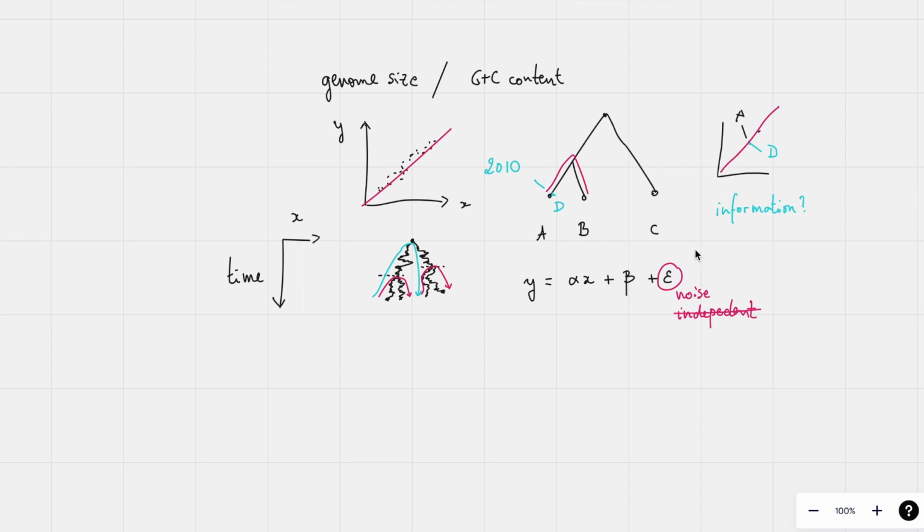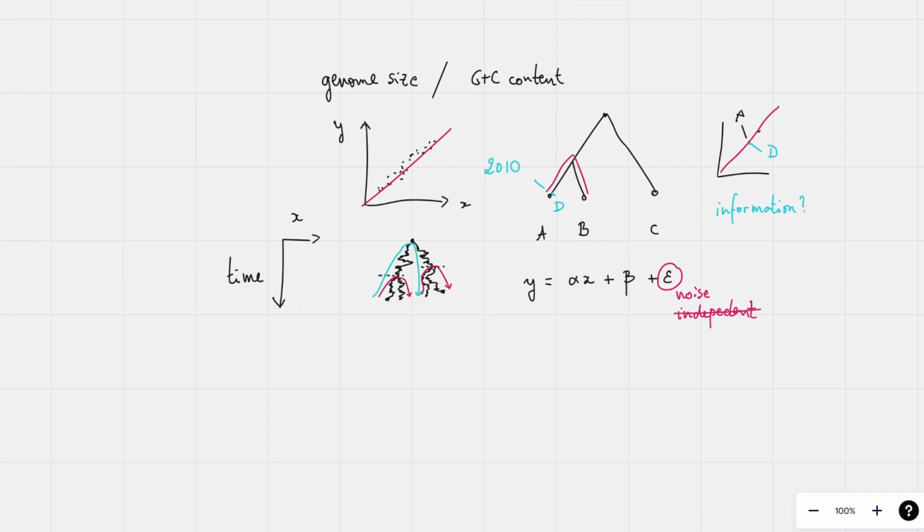You will get an estimate for the values of alpha and beta, but because your assumptions are false, these estimates are going to be very far from the actual measurements that you should make. So what can we do about it?